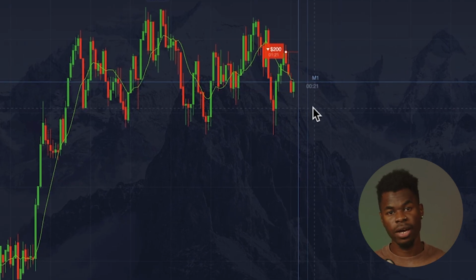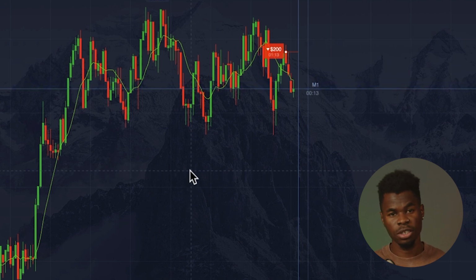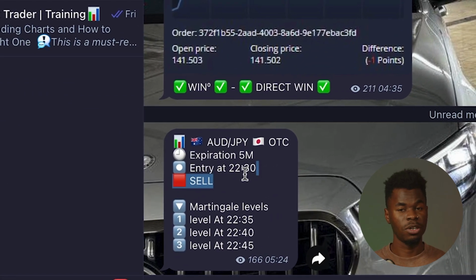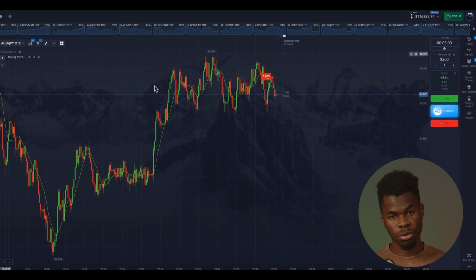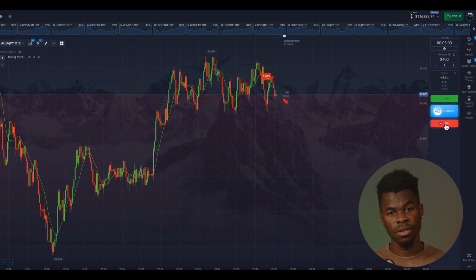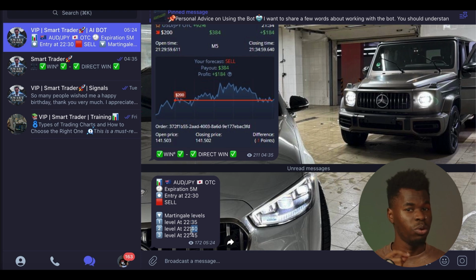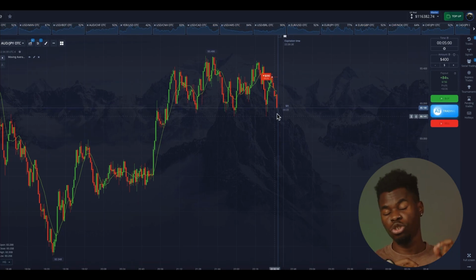However, if a breakout had occurred and the trade didn't succeed, then following the martingale strategy, the next trade will be placed at 22:35, which is about 10:35, again for 5 minutes. But the trade amount is doubled. This helps compensate for the loss and brings you back into profit. For example, if you started with $200, the next trade would be $400. If that trade also fails, then at 22:40, which is 10:40, you double the amount again to $800.